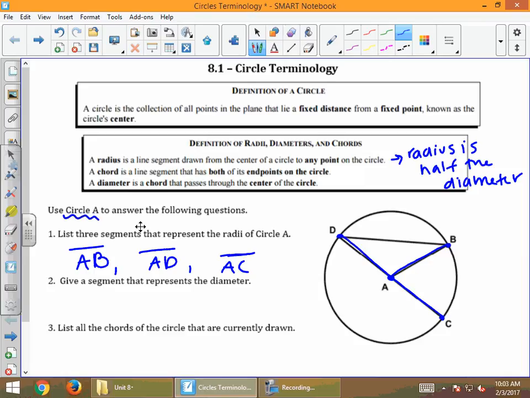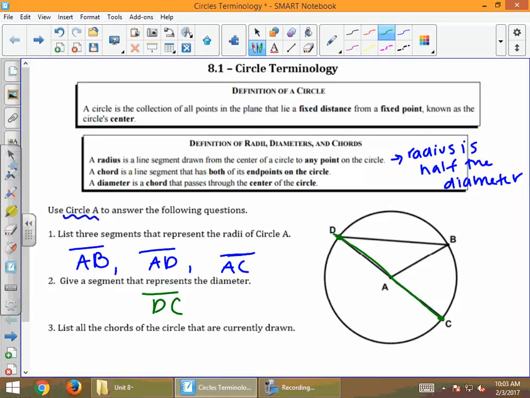What segment represents the diameter? Very good, DC. Starts at the end, goes through the center, stops at the other end. Okay?